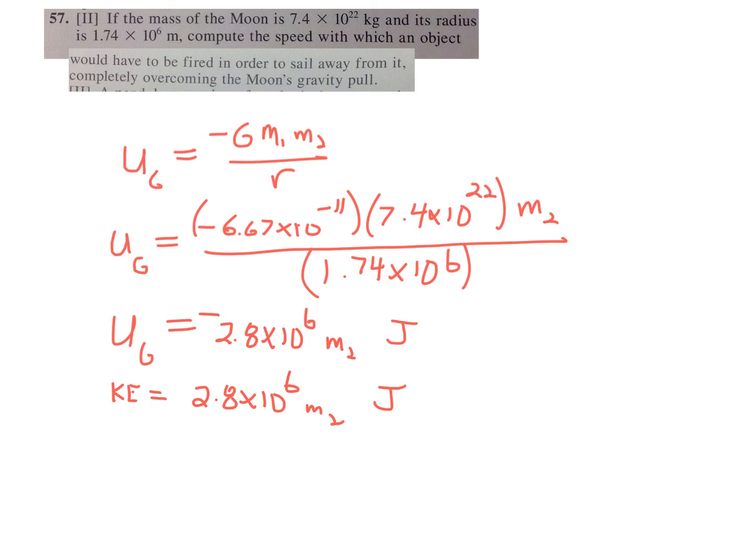So now I just set that equal to kinetic energy, which is 1/2 m v squared. In other words, 2.8 times 10 to the 6th m sub 2 equals 1/2 m sub 2 v squared. So the m sub 2's will cancel out. And that's why it doesn't matter what that was. So basically multiply the 2.8 times 10 to the 6th times 2, and then take the square root. That gives you the escape velocity from the moon. I'll let you do that.